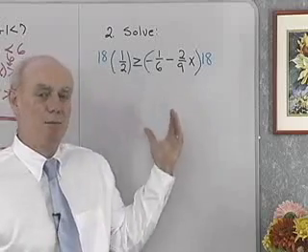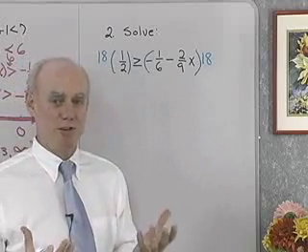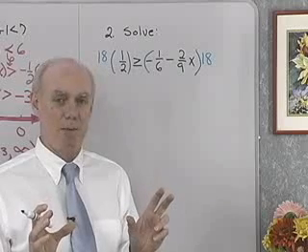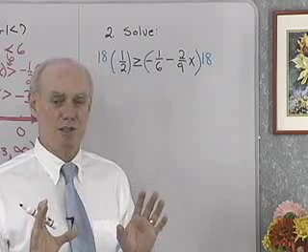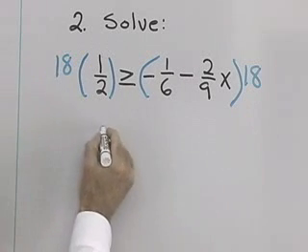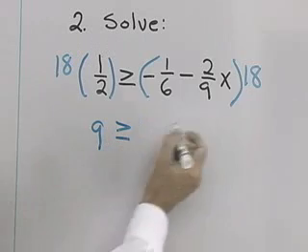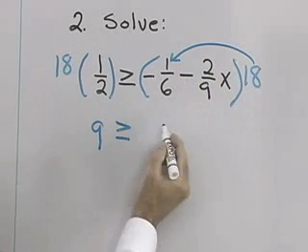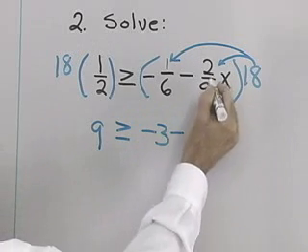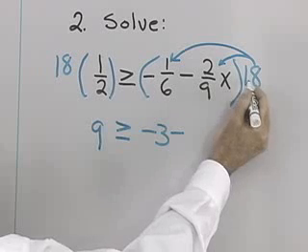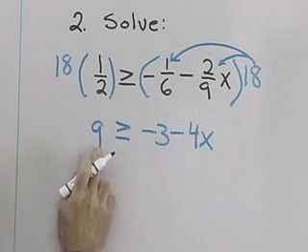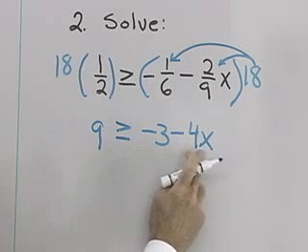Now, 18 is a positive number, so I don't have to worry about reversing the direction of the inequality symbol. Anytime I multiply both sides by a positive number or divide both sides by a positive number, the inequality always points in the same direction it was pointing. Let's continue. 18 times 1/2 is going to be 9, greater than or equal to, now 18 times negative 1/6 will be negative 3. 18 times 2/9, 9 will divide into 18 twice, times 2 is 4, times x is 4x. So now I have 9 greater than or equal to negative 3 minus 4x.